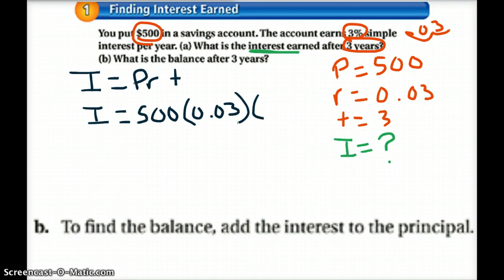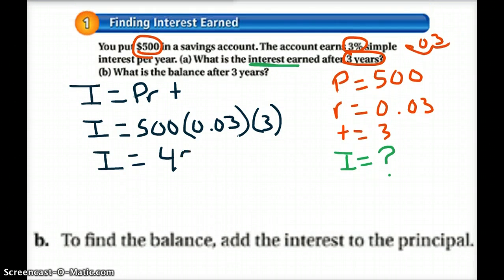And T is 3. So now we can solve for I. We just have to multiply 500 times 3 hundredths times 3. And when you do that, you get 45. So our interest is $45.